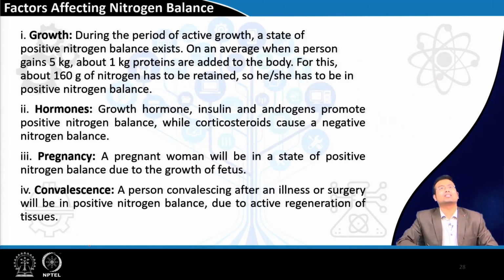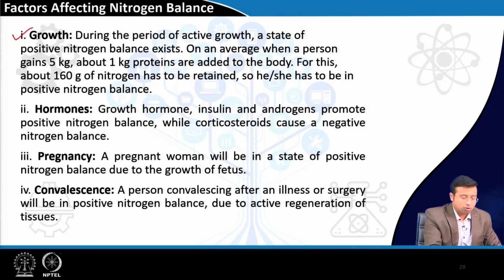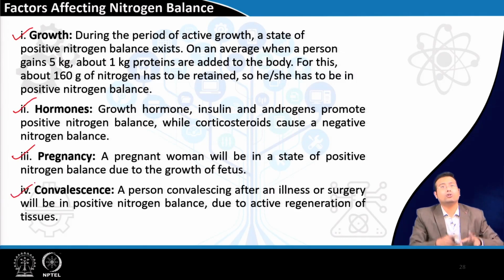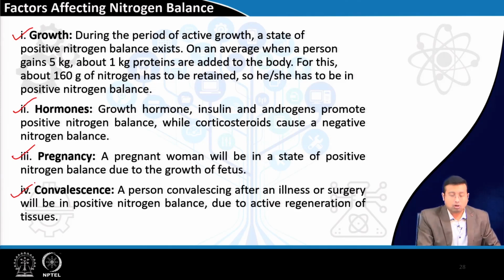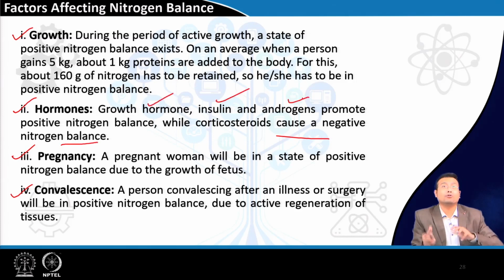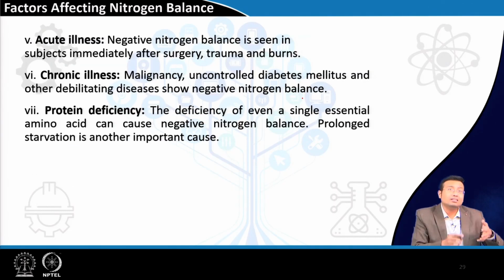Okay. So, what are the factors that affect nitrogen balance? Growth, hormonal influence, pregnancy or healing. Whenever there is active growth, synthesis, anabolism in the body, there will be positive nitrogen balance. Certain hormones affect it either way. For example, corticosteroid can cause a negative nitrogen balance, whereas anabolic hormones like growth hormone, insulin, androgen promote positive nitrogen balance. And conditions that are debilitating, leading to weight loss, acute illness, chronic illness, protein deficiency, all lead to negative nitrogen balance.